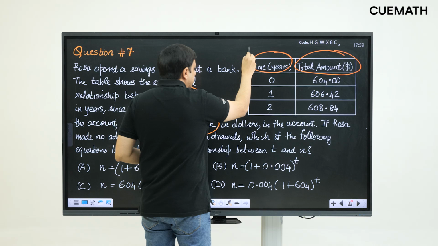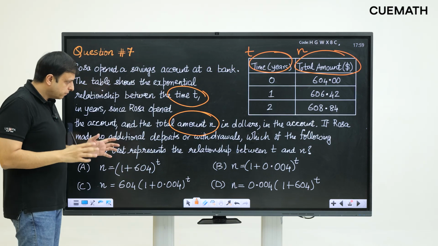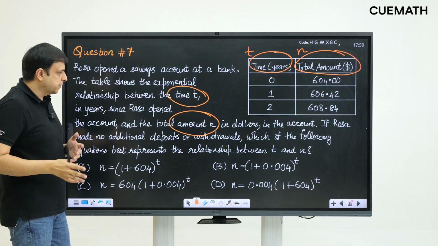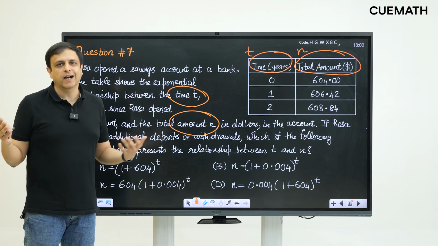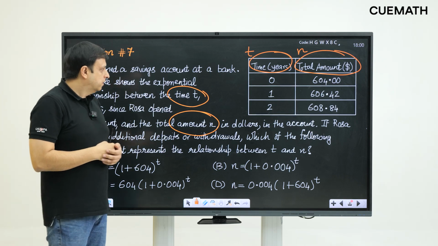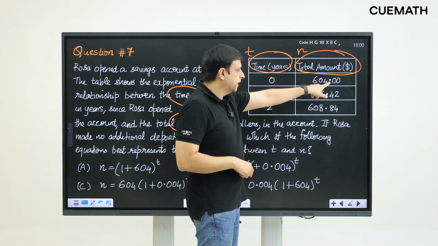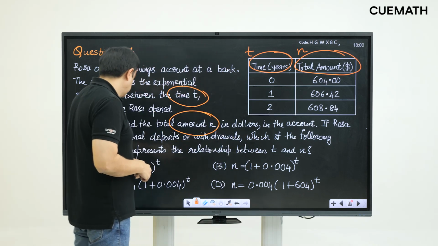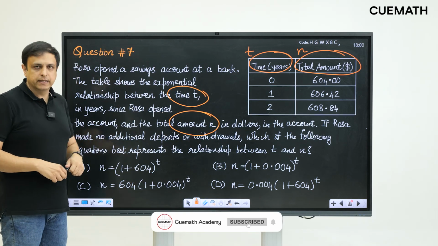So, time t, this is t and this is n, and we are given 4 equations here, and we are asked to pick which one represents the relationship between n and t. So, once again, what will we do? We will make our own substitution. We will just observe that if I put t equal to 0, I should get n equal to 604. So, let me just check which of these relationships is actually doing that.